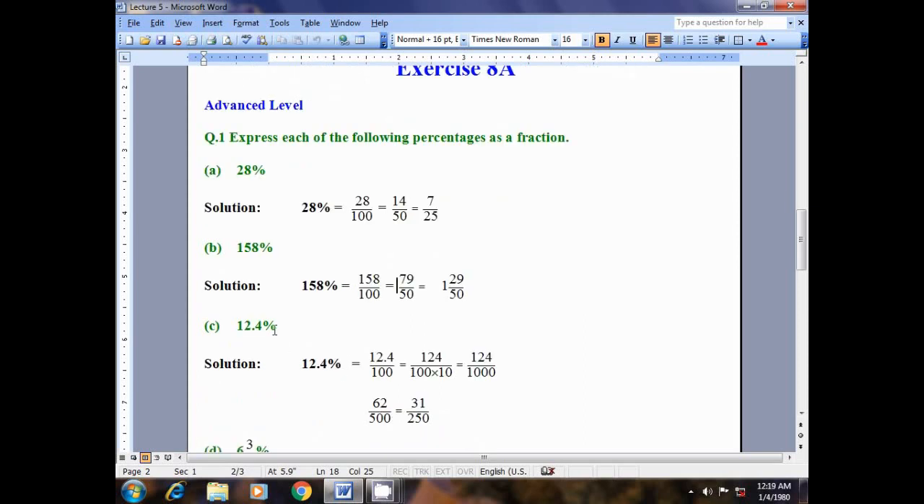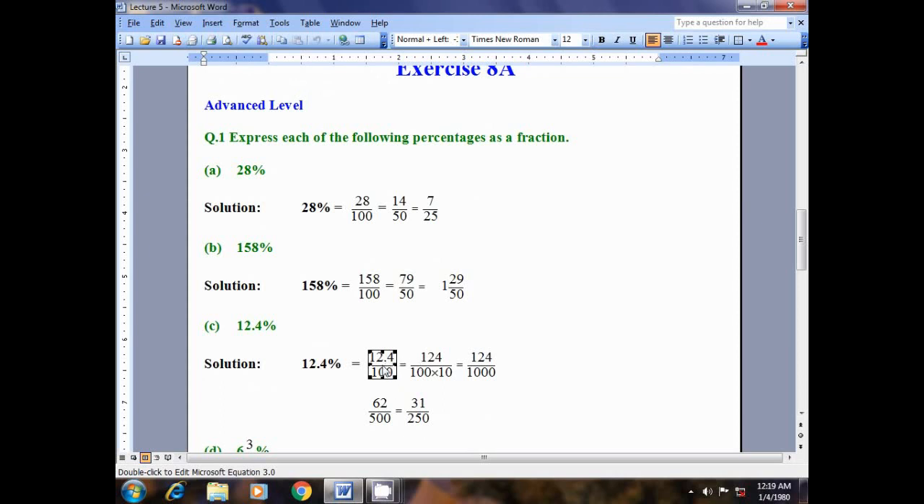Third part from this question is the decimal form, 12.4%. First of all, we will convert this 12.4% into fraction form. Simply, we will remove this percentage sign. So we will divide this 12.4 by 100. Next step, let's remove the decimal point. Since we have one digit after the decimal point, I mean only 4 we have after the decimal point.